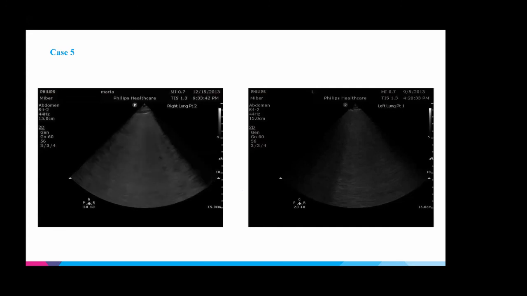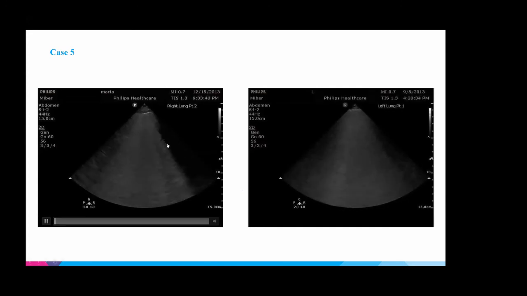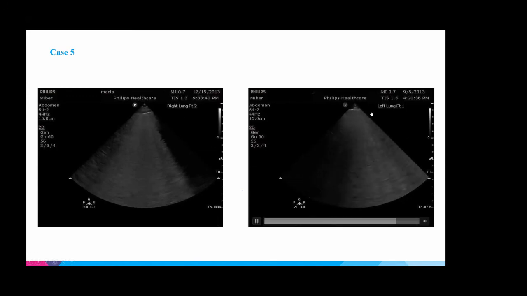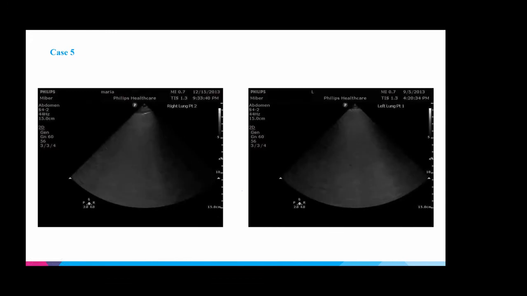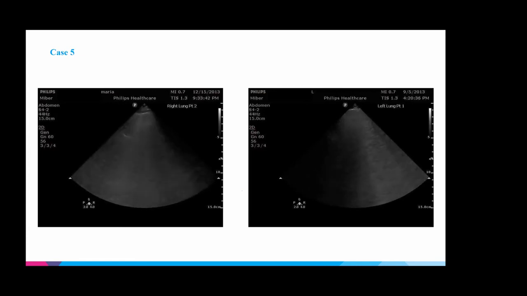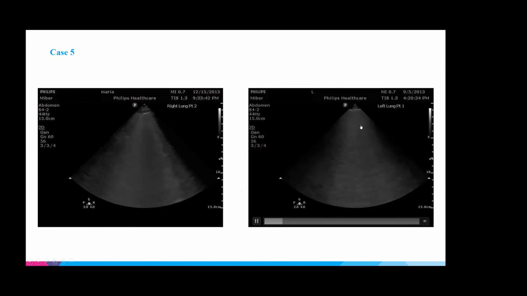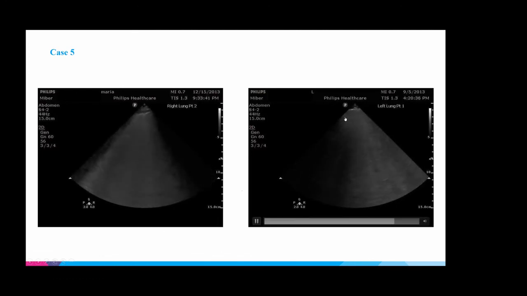And so this represents the right side. The left clip is the right lung anterior, and the right clip is the left lung anterior. Lots of B lines there. Yeah, diffuse, right? And would you say they're both equal sides?